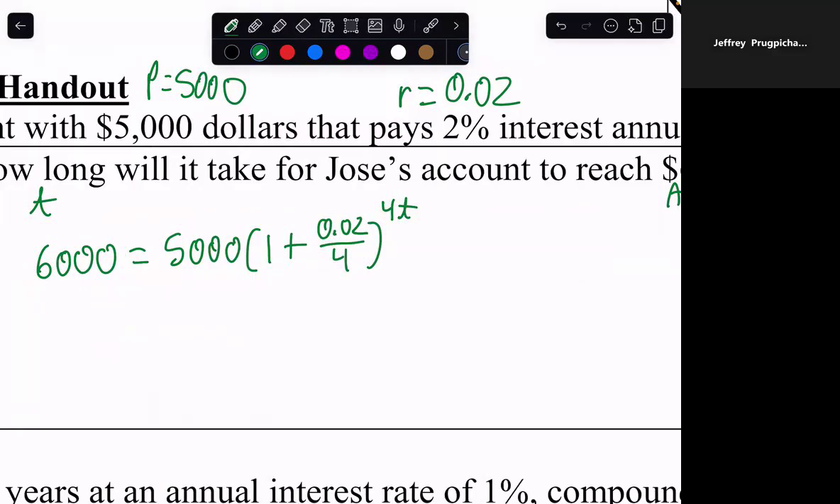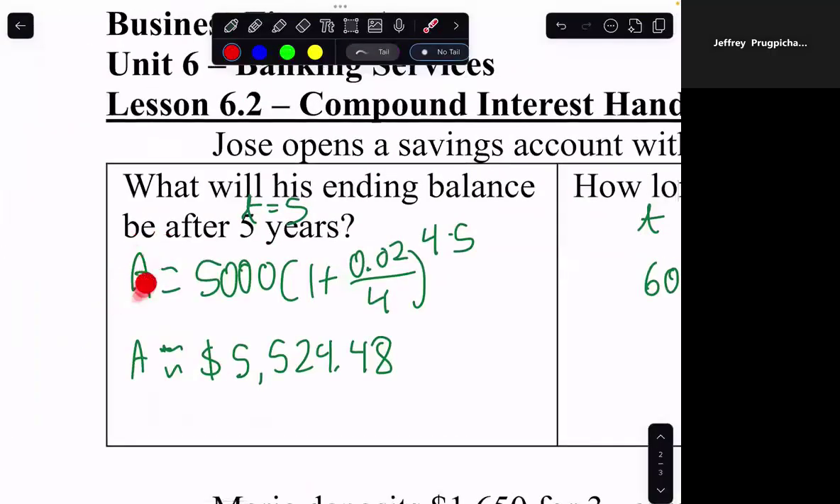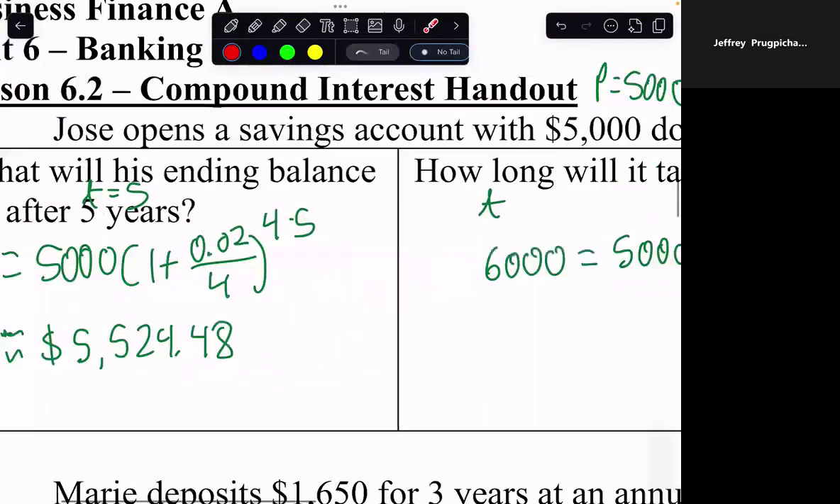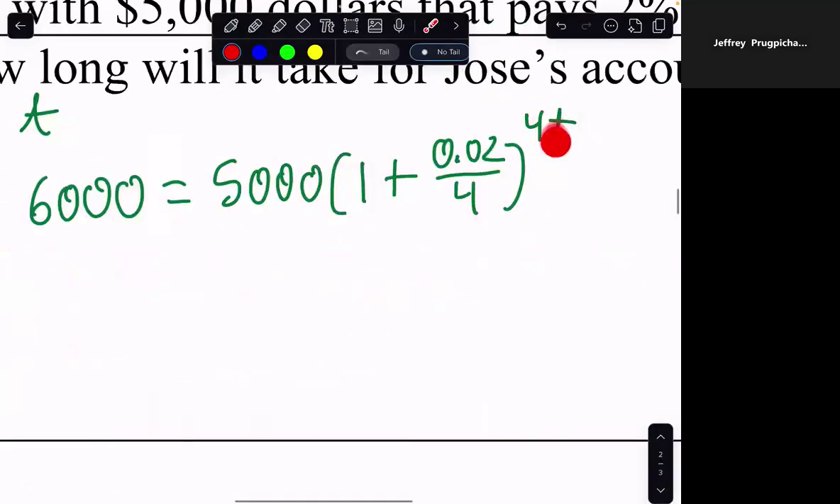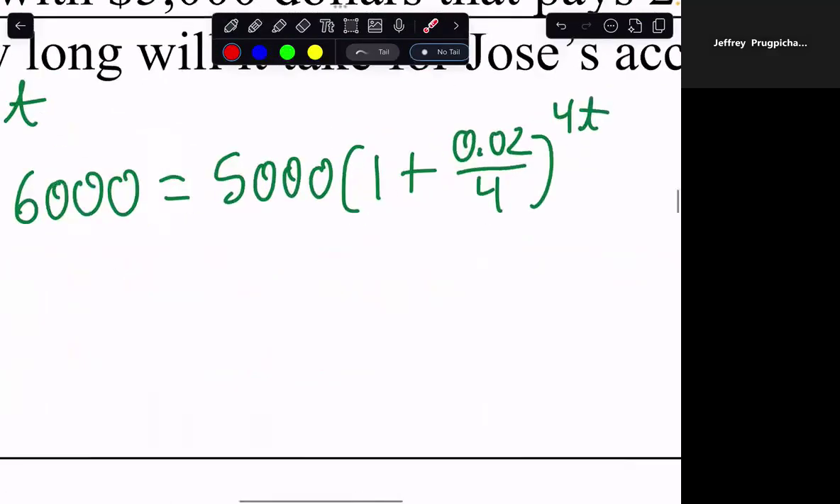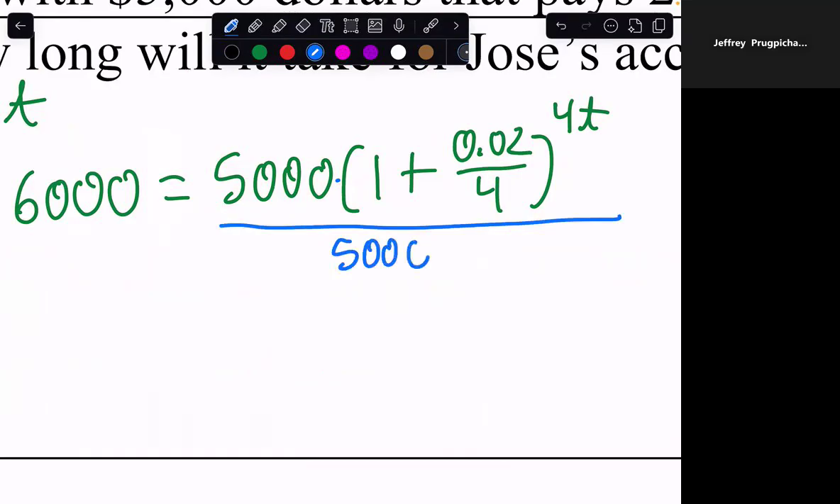Okay, so this time the variable is not by itself. In the previous problem, the A was by itself on one side of the equal sign, so we just typed the whole right side in. But here we need to do some work to get the letter by itself. The first thing I would do is get rid of this 5,000 in front of the parentheses. The 5,000 is touching the parentheses, so that means it's multiplying it. The opposite of multiplying is dividing. So if we divide the right side of the equal sign by 5,000, we also need to divide the left side.